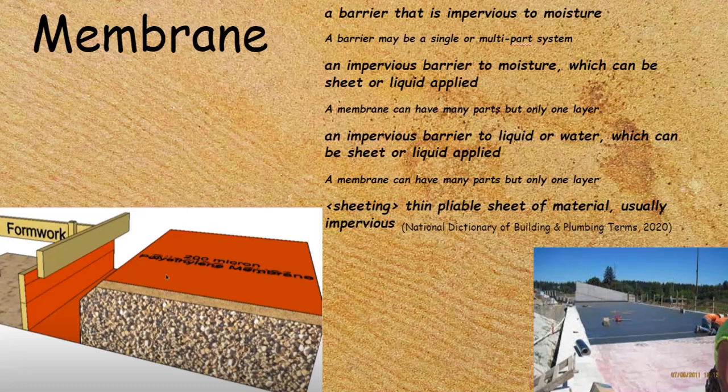Probably the most common place that we would see it in residential construction is the thin pliable sheet that we use underneath our concrete to stop the moisture coming up into our concrete slab. But it is also quite commonly used to waterproof roofs or waterproof walls of underground buildings or basements.